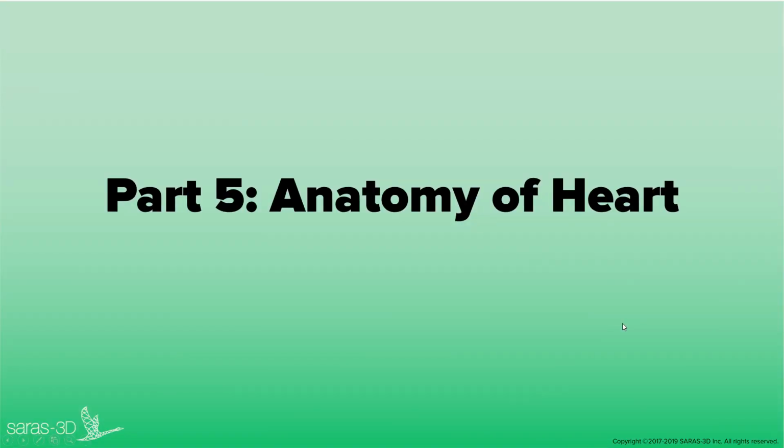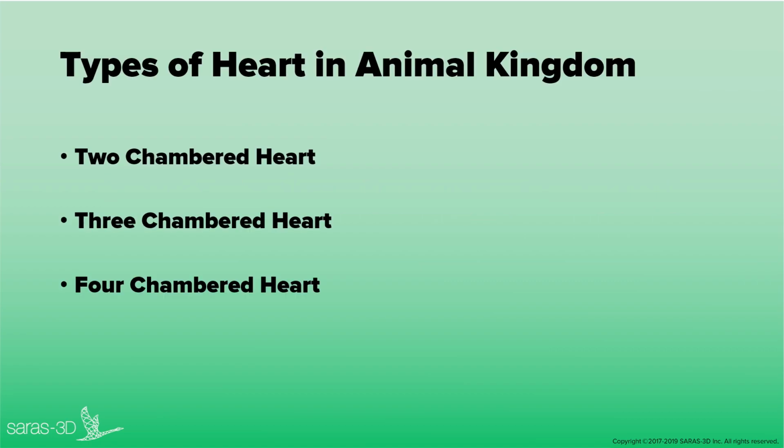Now the next portion is the anatomy of the heart. Here we need to know about the little pumping organ which circulates the blood in the entire body. Before we go further, let us also see the varied types of heart and their systems across the animal kingdom.